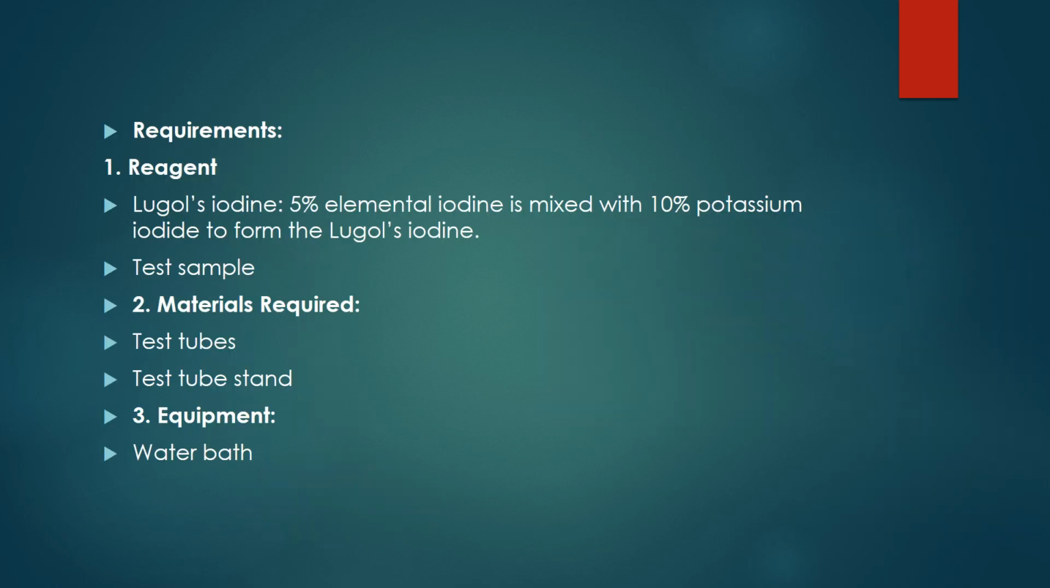So the requirements to do the test: first, the reagent, the Lugol's iodine. We prepare it with 5% elemental iodine mixed with 10% potassium iodide to form the Lugol's iodine. This is the reagent. Okay, then we have a test sample. The materials required are a test tube stand, and the equipment is a water bath.